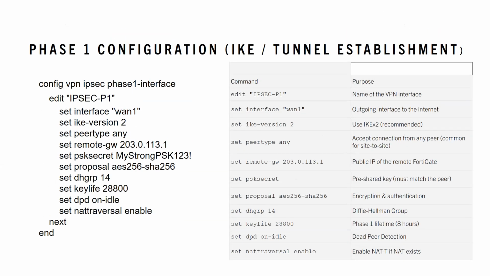Phase 1 configuration establishes the VPN tunnel. Begin by editing the IPsec P1 interface, setting the outgoing interface to WAN 1 using IKEv2, accepting any peer, and specifying the remote gateway as 203.0.113.1. Set your pre-shared key, define the encryption and authentication proposal, Diffie-Hellman group, key lifetime, enable dead peer detection, and NAT traversal. Each command serves a specific purpose, such as naming the VPN interface, setting encryption, and ensuring tunnel reliability.